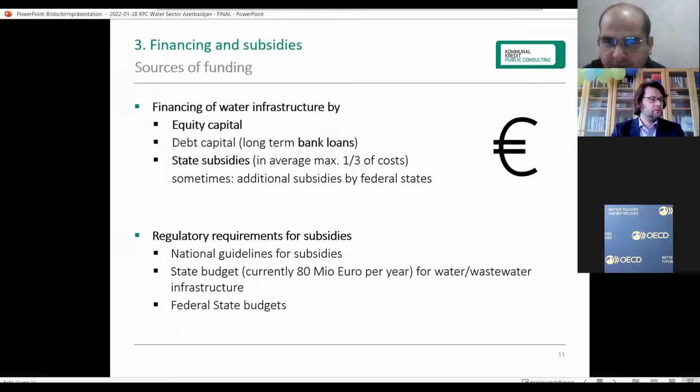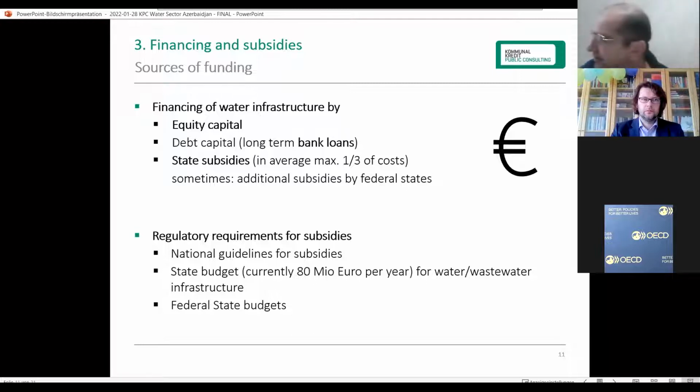A little bit about financing and subsidies. Infrastructure is not cheap. So we have heard the numbers from other states, and it's also in Austria not cheap. So you need a lot of funds. But the funds do not come only from the national state. So only 1/3 of the costs are covered by state subsidies, and the rest of the funds must come from equity capital or from debt capital.